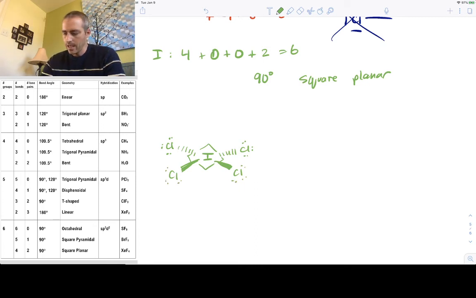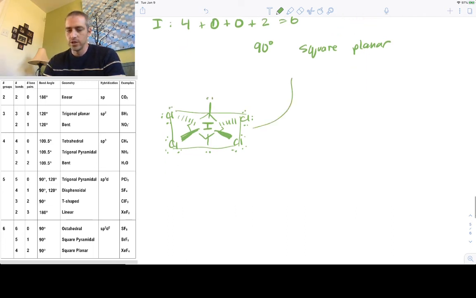And then above it, it would have kind of a lone pair, and below it, you can draw it like that if you want. But if you look at the actual atoms, they form kind of a square shape, and it's flat, and that's where we get the name of the shape, square planar.